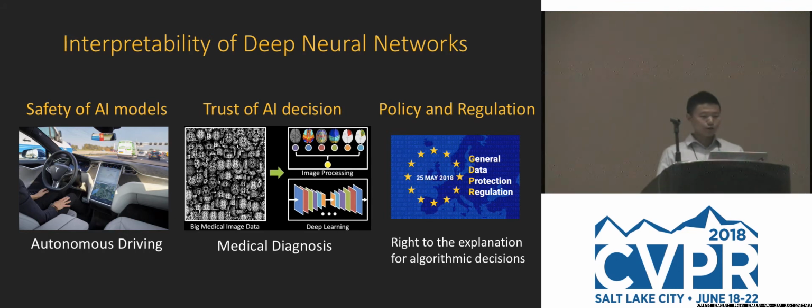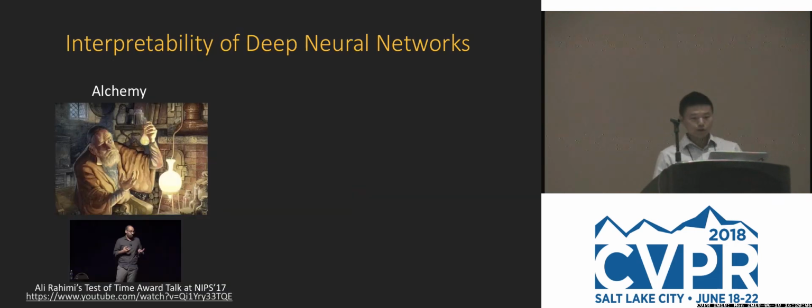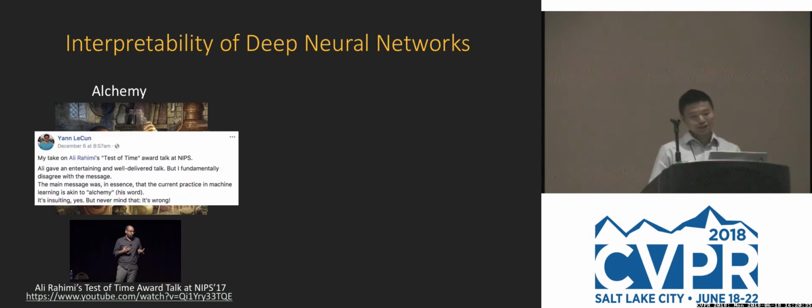Interpretability is also a controversial topic. At NIPS last year, when Ali Rahimi gave his Test of Time award talk, he charged that current machine learning algorithms, in which computers learn through trial and error, have become a form of alchemy. Alchemy is good. Alchemy works. However, alchemy lacks rigorous proof or theoretical justification. You know, whenever there is a controversy, someone will post a tweet. So Yann LeCun posted a tweet here, responding to Ali Rahimi, saying that calling current machine learning alchemy is insulting, so it's wrong.